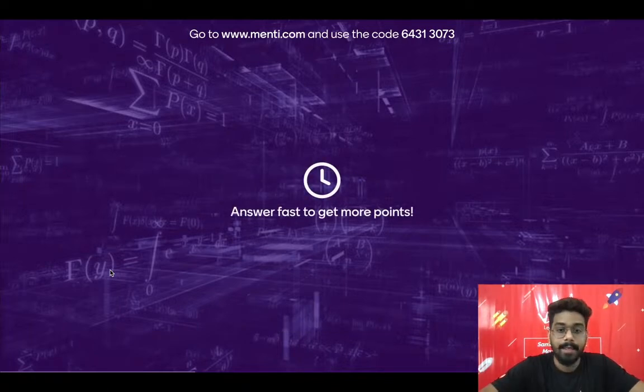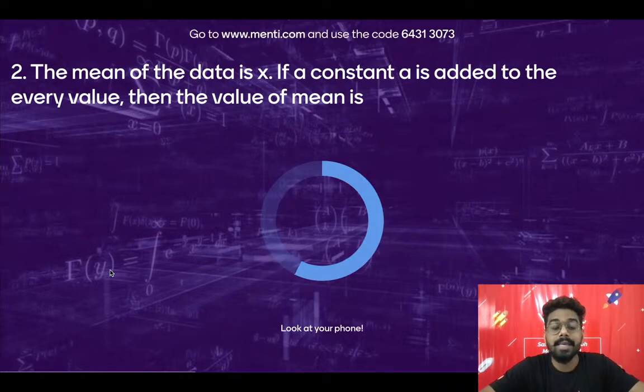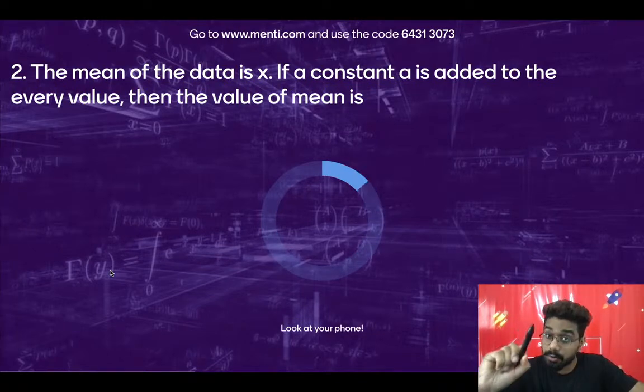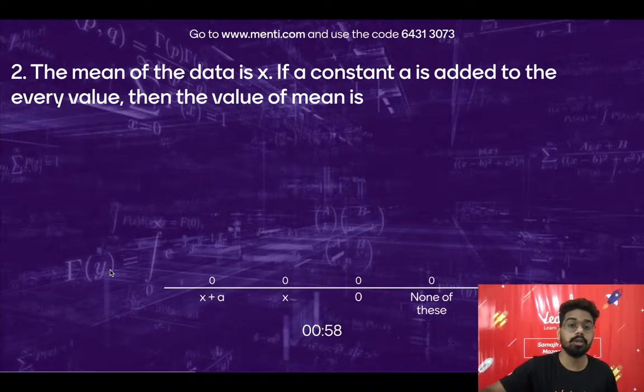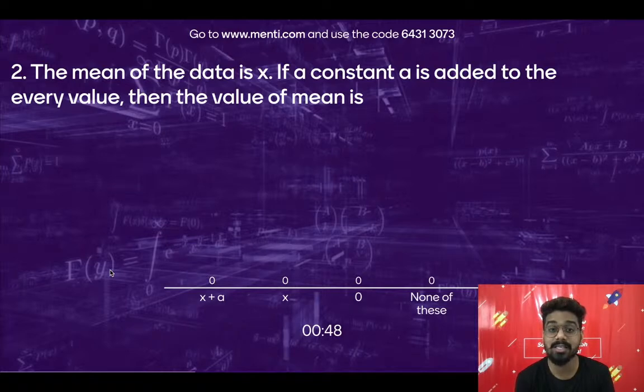Okay, now question number 2 for you people. The mean of the data is x. It's a very conceptual question, and very simple too, but if you take your time and be careful, you will have your answer. Now the question is, the mean of the data is x. If a constant a is added to every value, the value of the mean is.